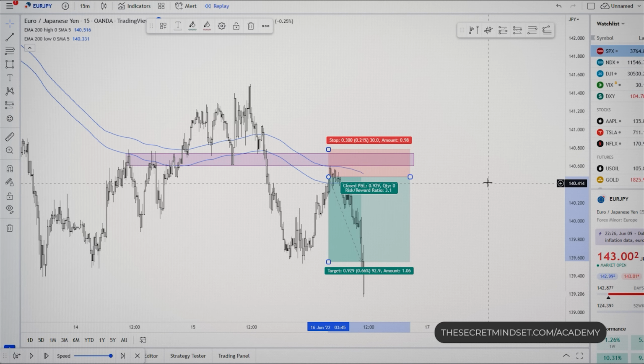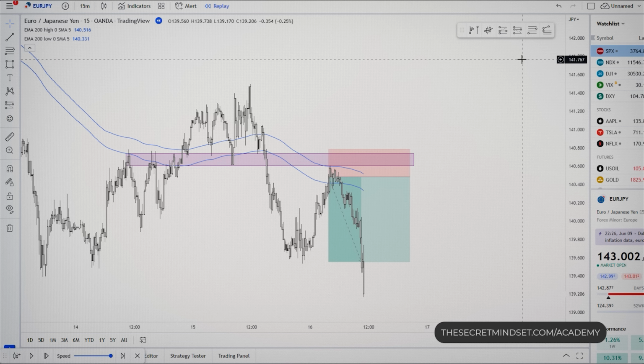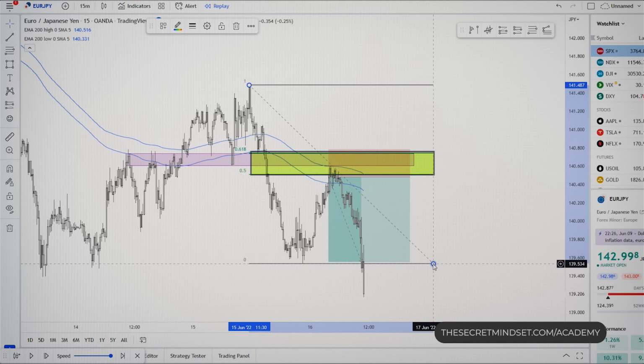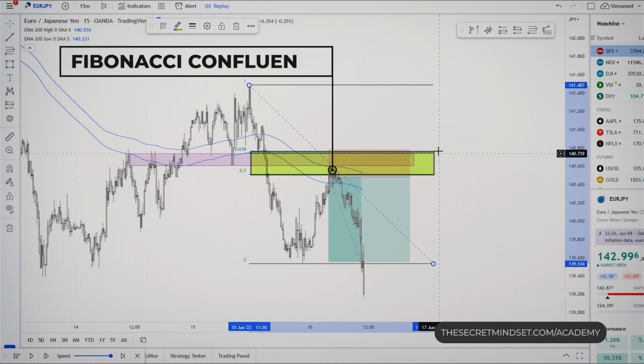Now, I suspect this pullback to our confluence area also aligns with the Fibonacci level. Just as I thought, it was the 50% Fibonacci retracement, another layer of confluence.